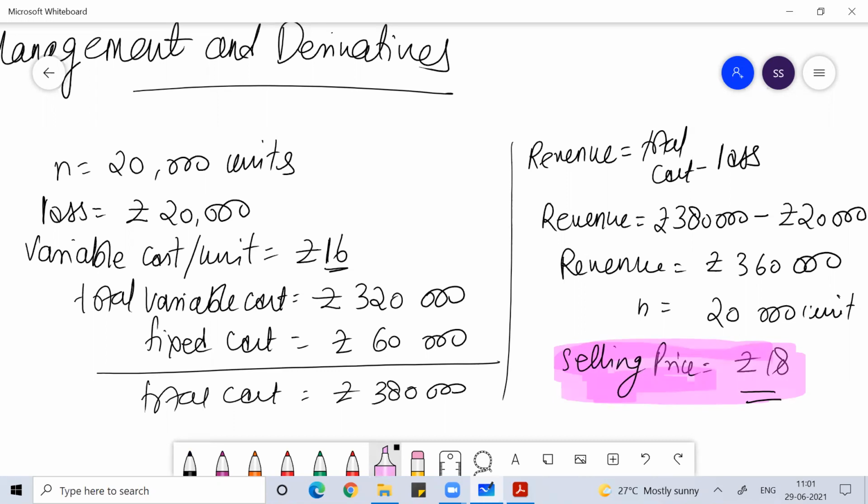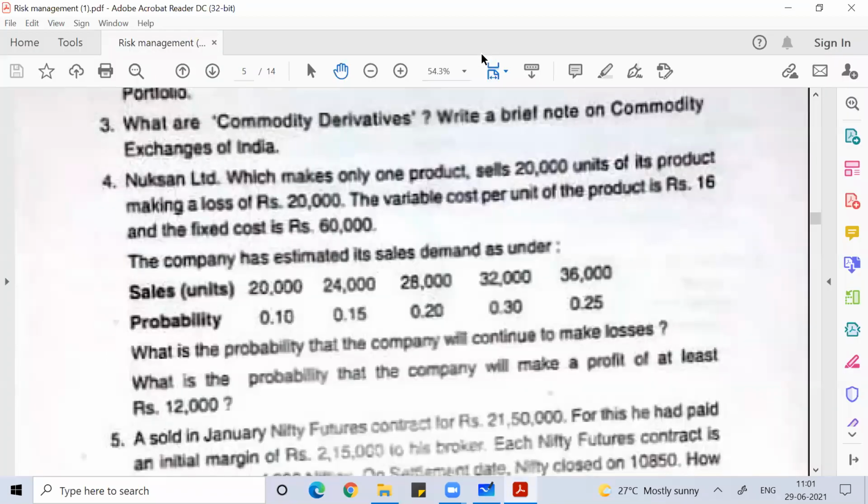So you got the selling price as 18 rupees. You sell 20,000 units of the product, making a loss of 20,000. Variable cost per unit is 16 rupees. Fixed cost is 60,000 rupees.